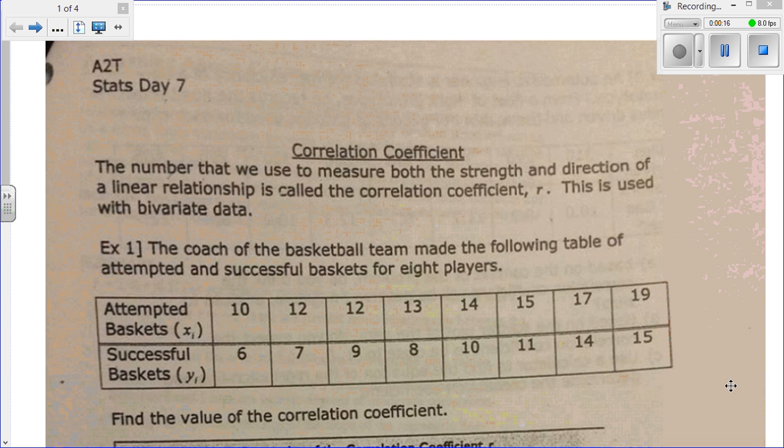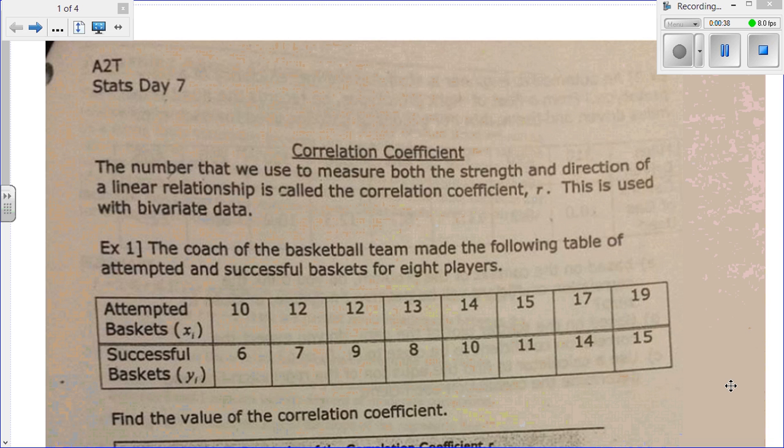The number that we use to measure both the strength and direction of a linear relationship is called the correlation coefficient, and we use the lowercase r to denote this. This is used with bivariate data, which means bi is 2 and variate would be your variables. So when we have x and y values that we need to work with.